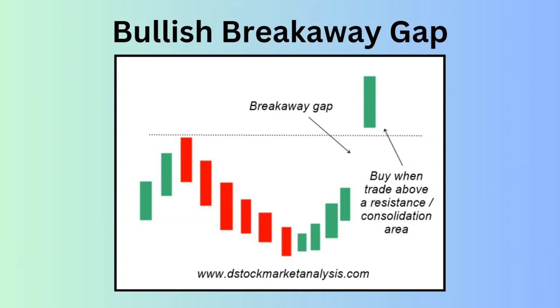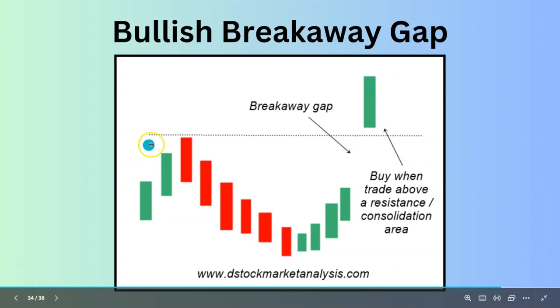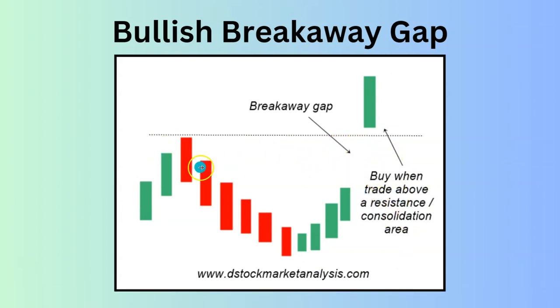The breakaway gap happens when the stock suddenly gaps up above a resistance area, a consolidation area. This consolidation area can actually be other chart patterns like a double bottom, triangle, or ascending triangle. And when you see a stock gap up above this sideways trading, it's actually even more powerful because it tells you the bulls are very, very bullish.